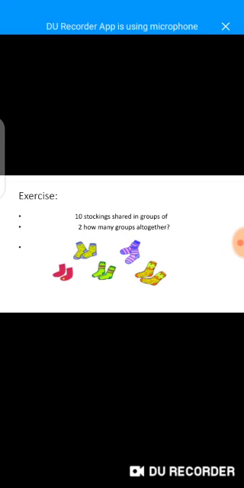Now let's try this exercise. 10 stockings shared in groups of 2. How many groups altogether? Bulk of the work has already been done for us. What we need to do is count the number of groups to get our answer. So let's count the number of groups. 1, 2, 3, 4, 5. There are 5 groups of 2 stockings.